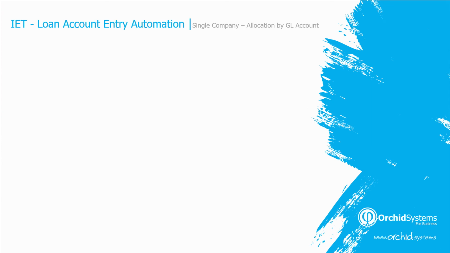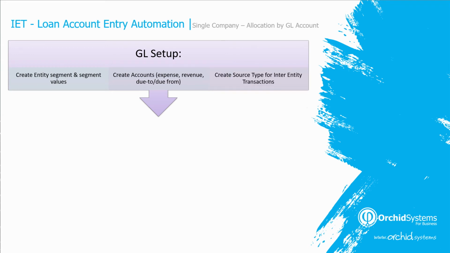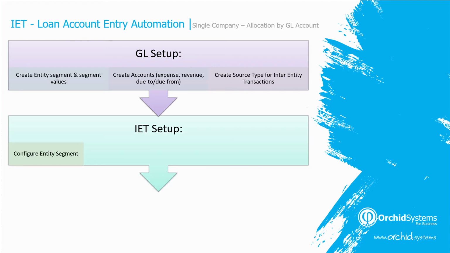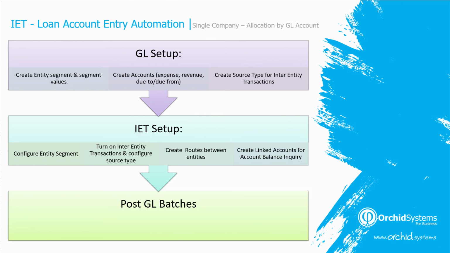We have just seen the allocation of amounts between entities by using a GL account in a single company database. We have looked at the GL setup. We had to create an entity segment and its associated segment values, create the necessary GL accounts for the expenses, revenue, and due to and due from entries, and create the source type for inter-entity transactions. In inter-entity transactions, we had to configure the entity segment, turn on inter-entity and configure the source type, and create the routes between the entities. And we saw we could set up the linked accounts for the account balance inquiry. And when we post GL batches, we need to keep an eye on the GL posting journal errors.